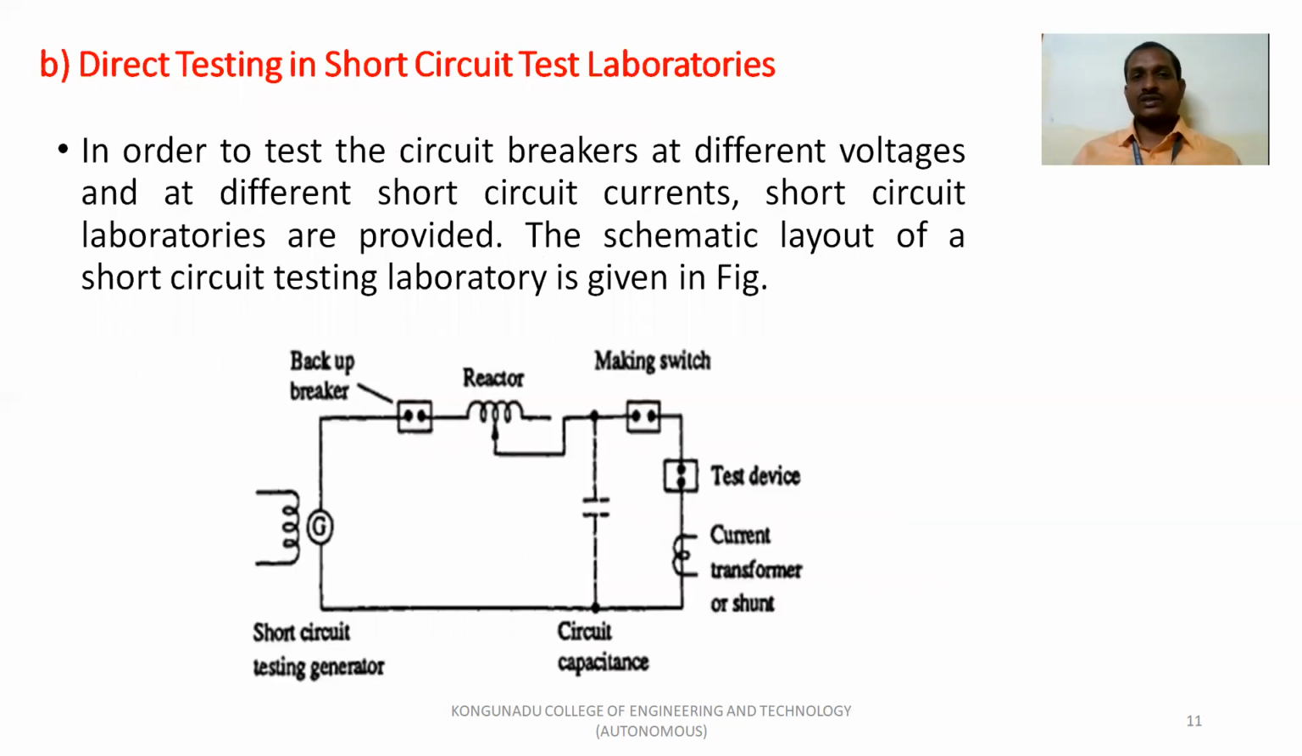Next, direct testing in short circuit laboratory. In order to test the short circuit breakers at different voltages and different short circuit currents, short circuit laboratories are provided. In short circuit laboratories, we test the circuit breaker and isolator with different voltages at different short circuit currents. Only in a short circuit laboratory are we able to test with different short circuit currents. It consists of a short circuit testing generator, backup breaker, that is a master breaker, reactor, making switch, test device, and some measuring devices. So it is the combination of all the equipment.